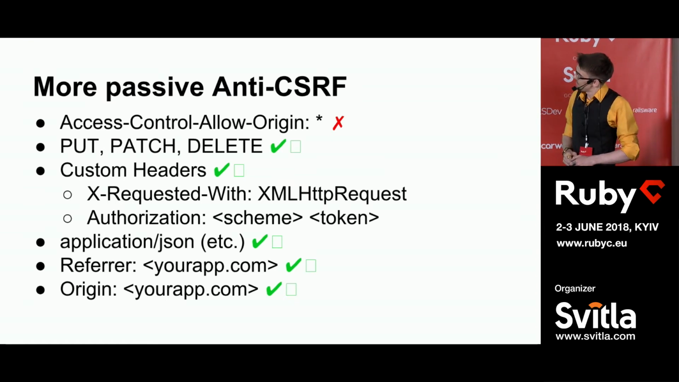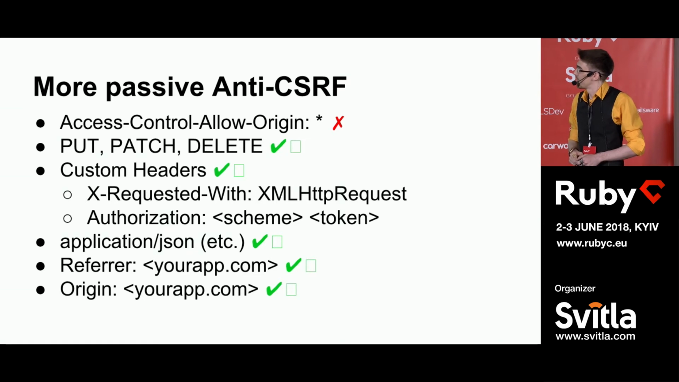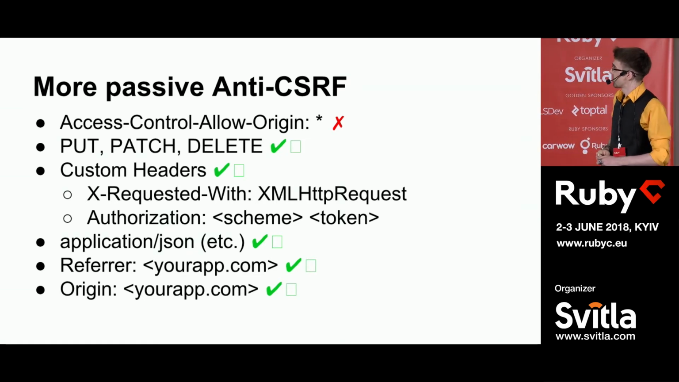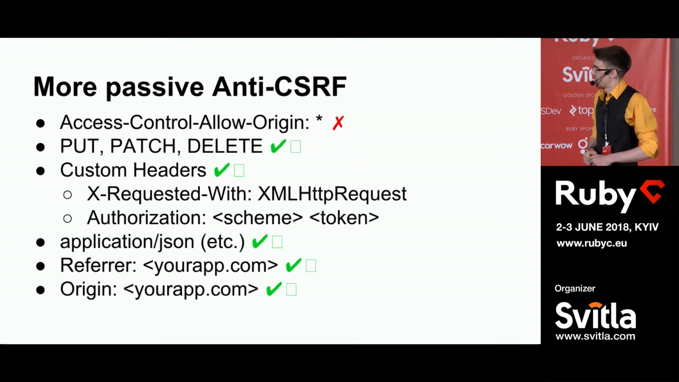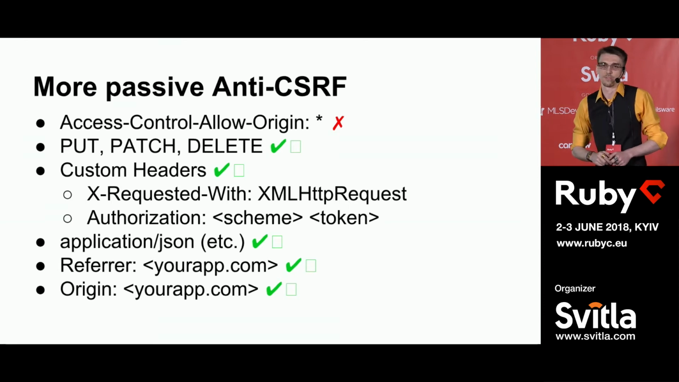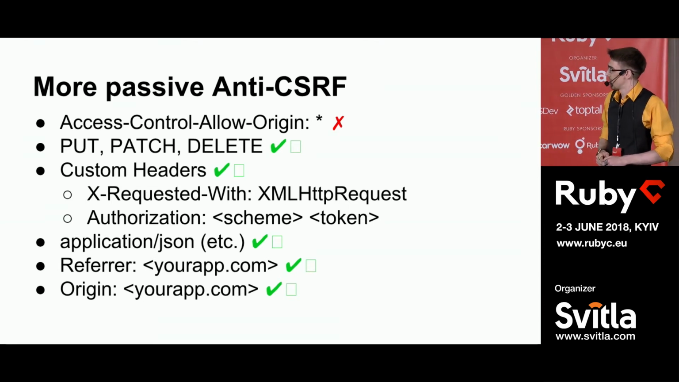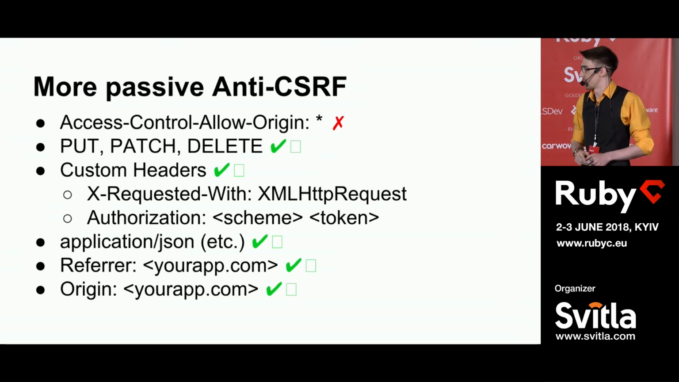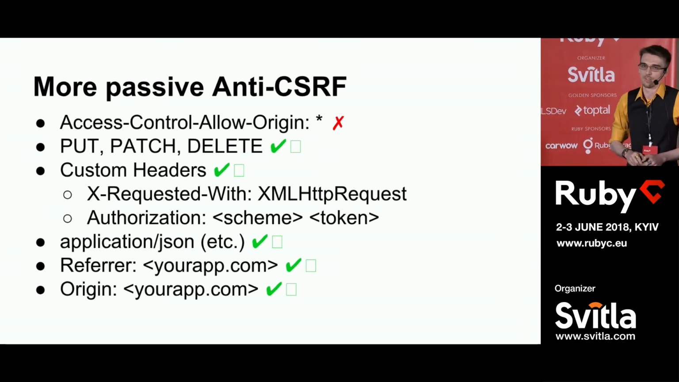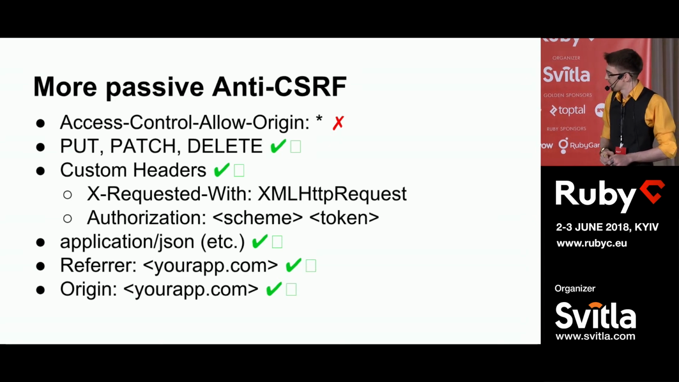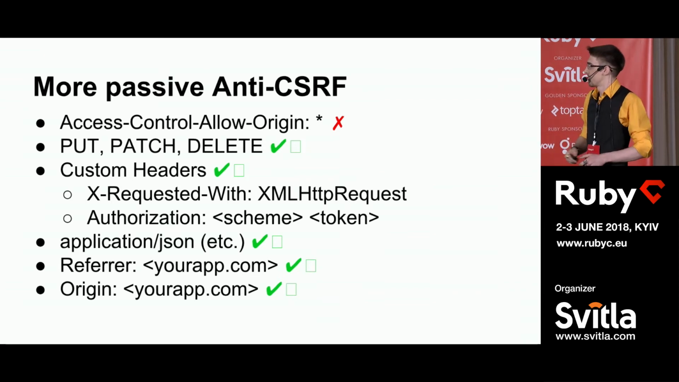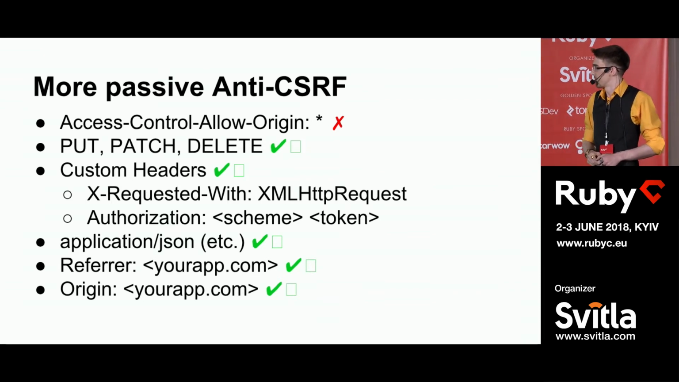And actually, there are a bit more quite nice passive anti-CSRF measures. PUT, PATCH, and DELETE methods also cannot be considered simple requests, so those also cannot be forged. Any custom headers cannot be forged. Special content types, not custom content types but more special ones, like if your application accepts only JSON, also cannot be forged. And also you can check Referer and Origin headers, because the browser just has to include them in requests.